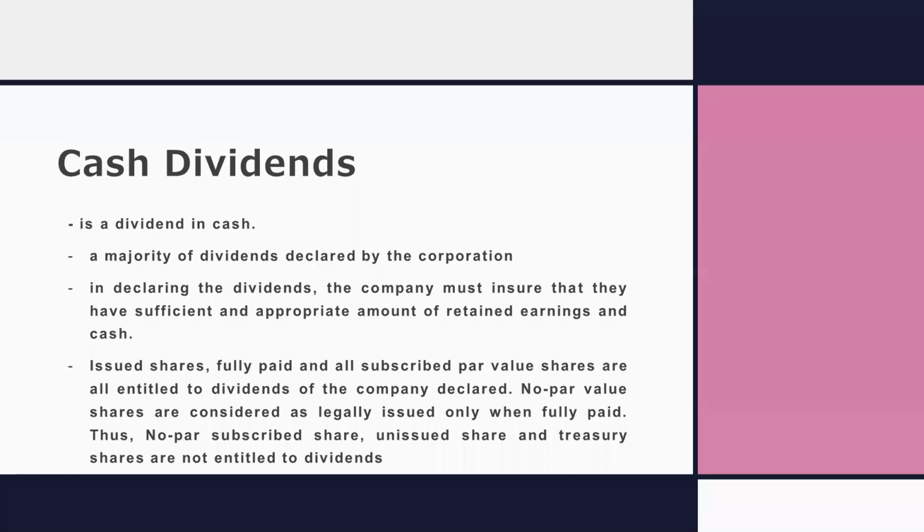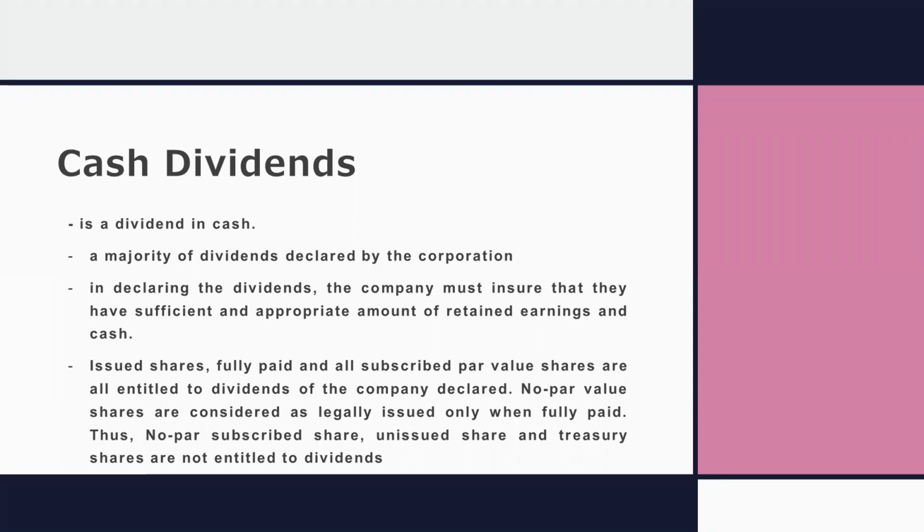Okay? So, one example is your cash dividends. So, maghatag og dividends in the form of cash. So, cash dividends is a dividend in a form of cash. It is a majority of dividends declared by the corporation. So, money kasagara. In declaring the dividends, the company must ensure that they have sufficient and appropriate amount of retained earnings and in cash, of course, no?